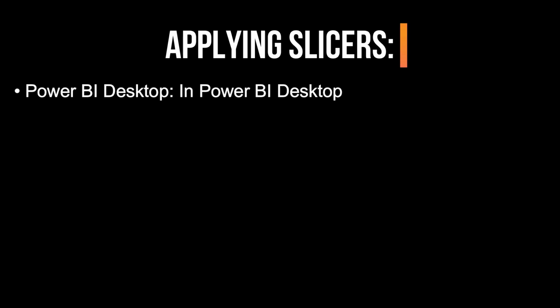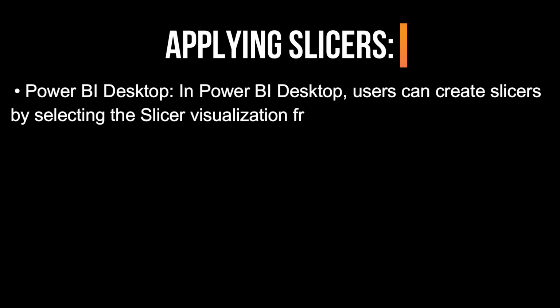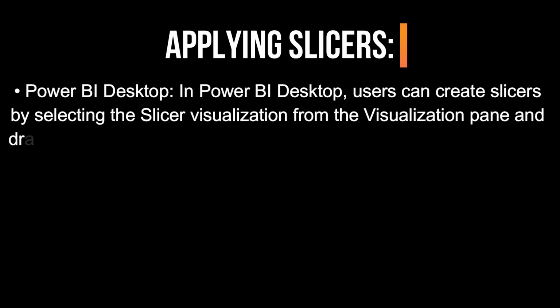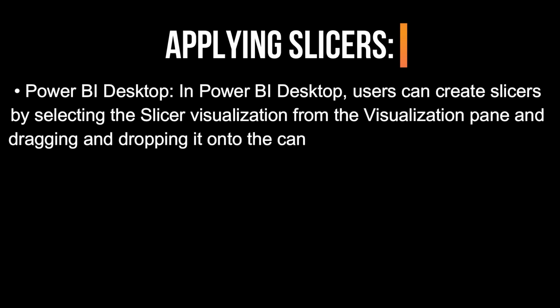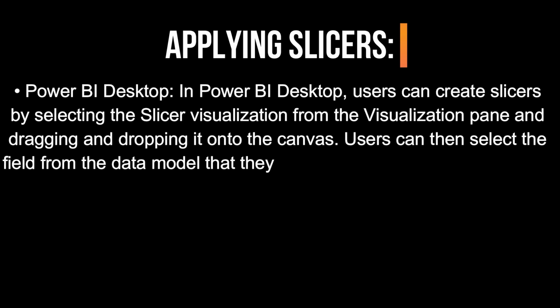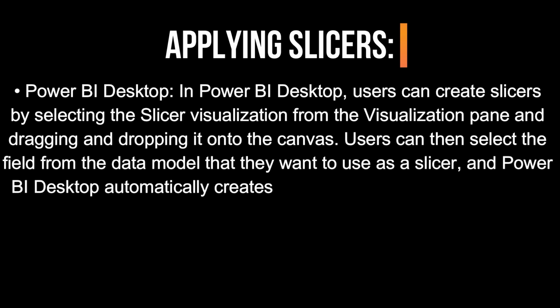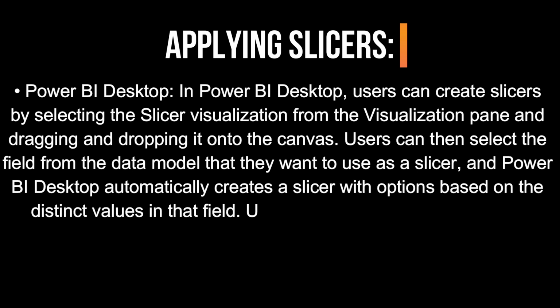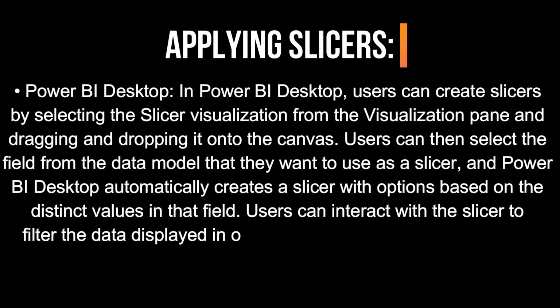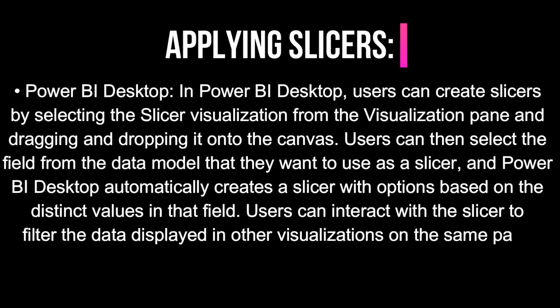In Power BI Desktop, users can create slicers by selecting the slicer visualization from the visualization pane and dragging and dropping it onto the canvas. Users can then select the field from the data model that they want to use as a slicer, and Power BI Desktop automatically creates a slicer with options based on the distinct values in that field. Users can interact with the slicer to filter the data displayed in other visualizations on the same page.